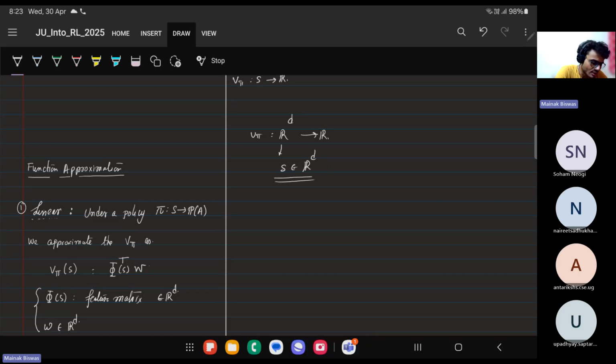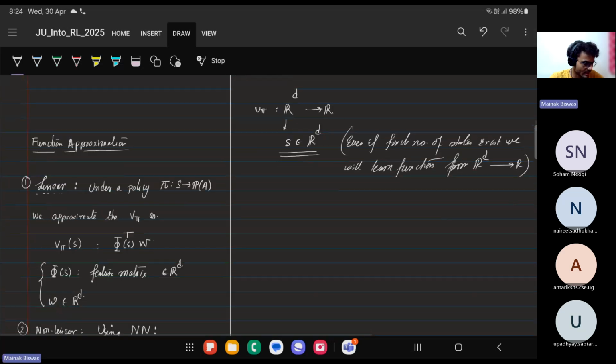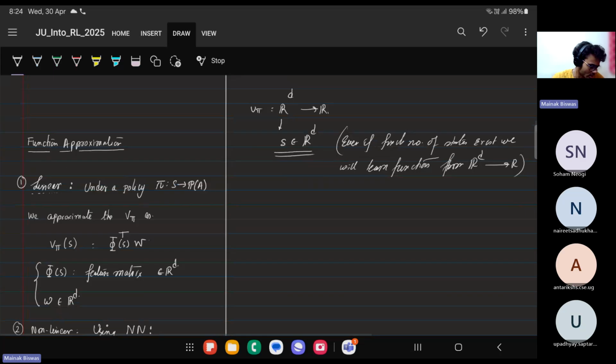So we will assume that even if a finite number of states exist, we will learn functions from R to the power D to R. Clear? Any questions? Is there something that's bothering you? Otherwise, I'll go into what I'll do.